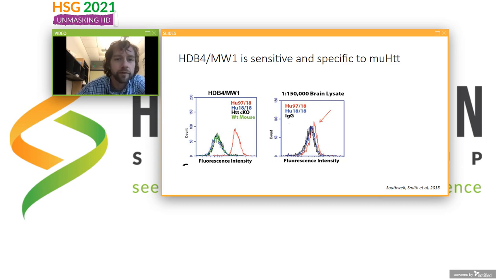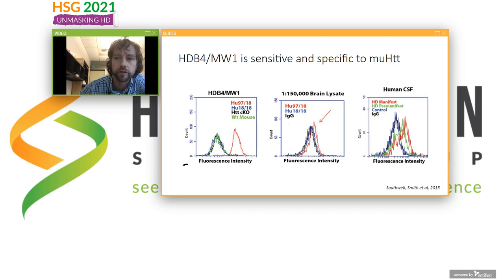We could dilute down this brain lysate 1 to 150,000, and we could still get a signal. So this gave us some idea that we were developing quite a sensitive assay, which of course we would need to reach our goal of measuring Huntingtin in the CSF. And finally, we measured Huntingtin in the CSF, and we were able to show that in HTT manifest patients.